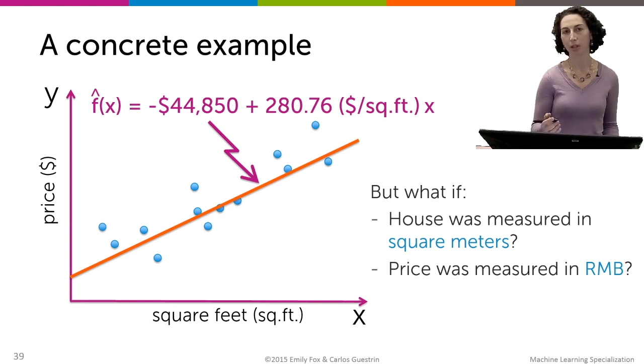Well, clearly I can't just plug into that equation. And likewise, what if the price was measured in Chinese yuan instead of in US dollars? Again, can't just plug into that equation. So when I think about the magnitude, it only has meaning in terms of the units that I've used for my input and output.